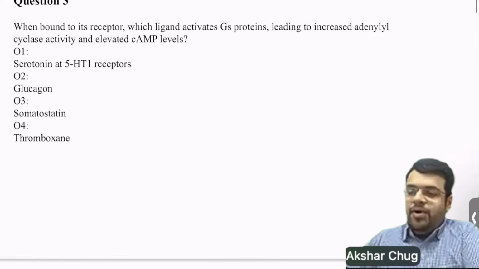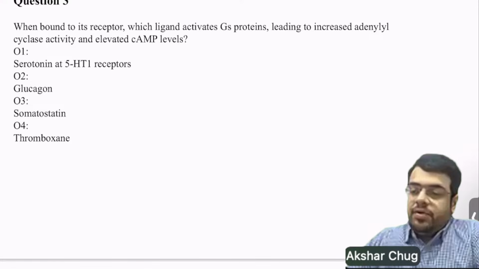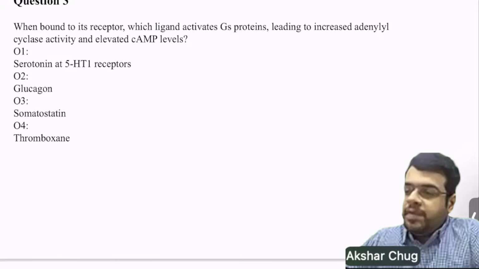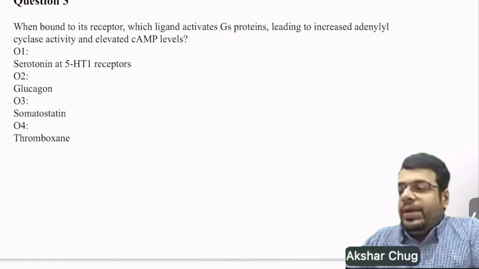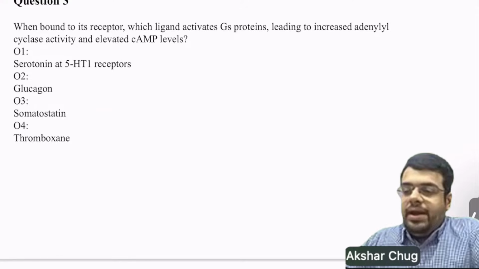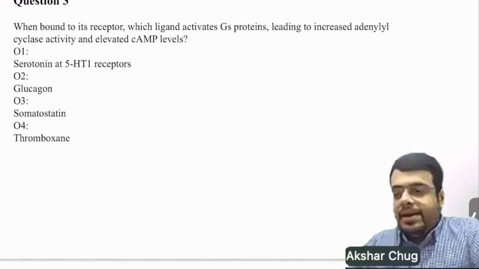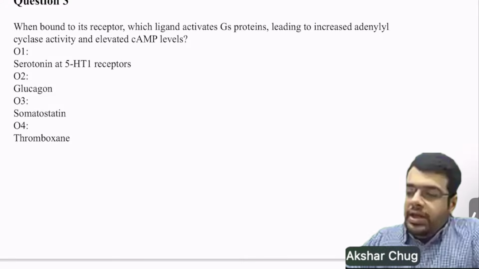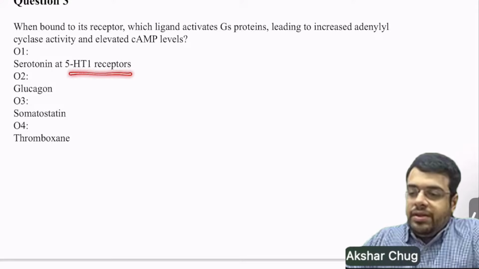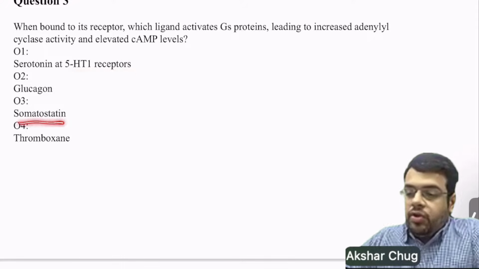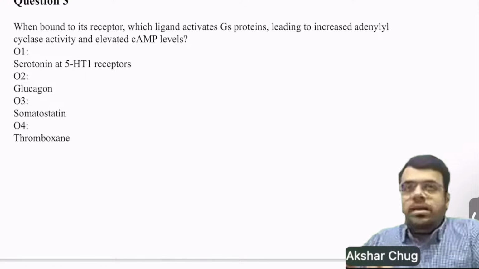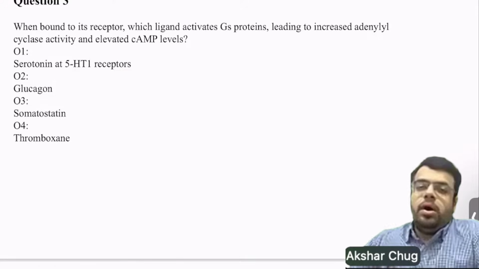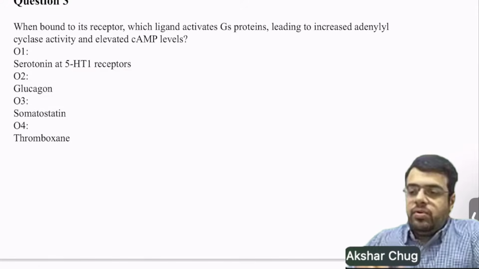Moving on to the next question. Again, it is a pharmacological question. It's a short question. Which ligand activates the GS protein, leading to increased adenylyl cyclase activity and elevated cyclic AMP levels? So here we are given 5-HT1 receptor of serotonin and somatostatin. Now, as we know, these both are the GI subtype. Again, this is something that you need to learn. There is no concept behind it.